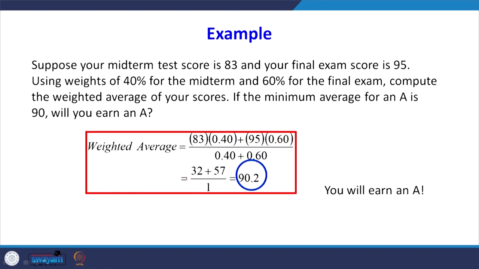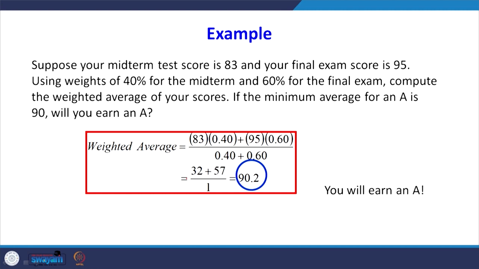We will see one application of this weighted average. Suppose your midterm test score is 83 and your final exam score is 95. Using weights of 40% for the midterm and 60% for the final exam, compute the weighted average of your scores. If the minimum average for an A grade is 90, will you earn an A grade?